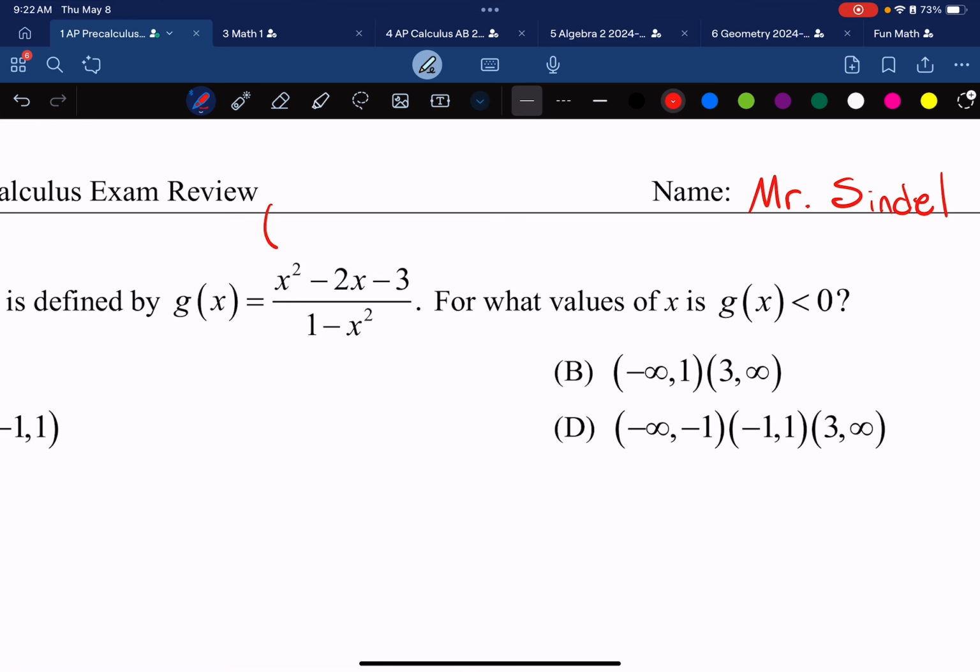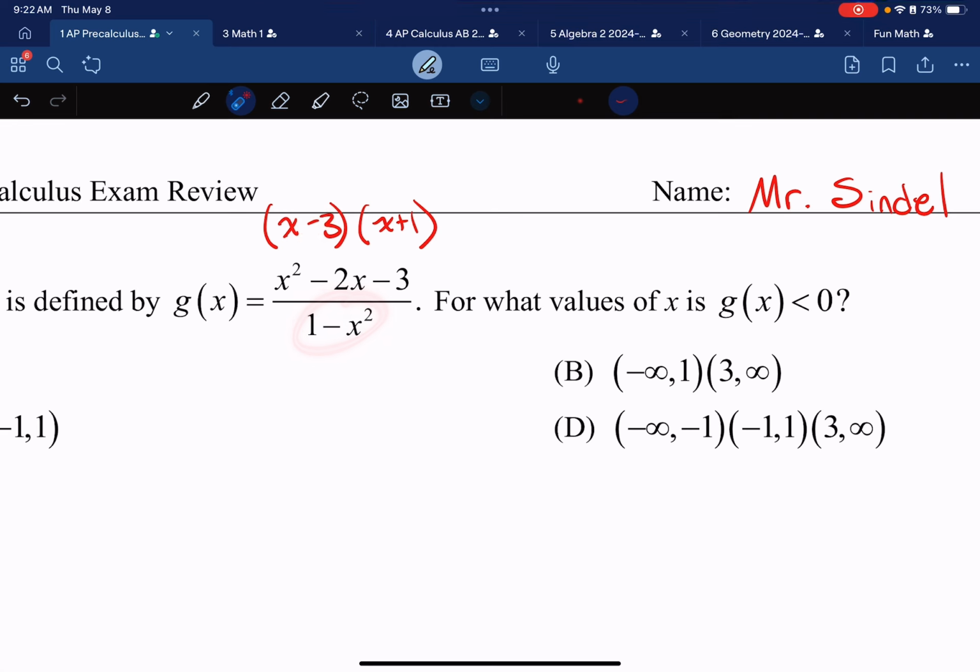So the top is going to factor as x minus 3 and x plus 1. What two numbers multiply to negative 3? Well, 3 and 1 are the only numbers, and you have to make sure you get the negatives in the right spot. The middle number is negative, therefore the negative goes with the larger number, negative 3.